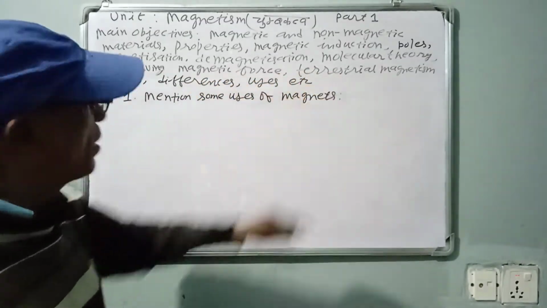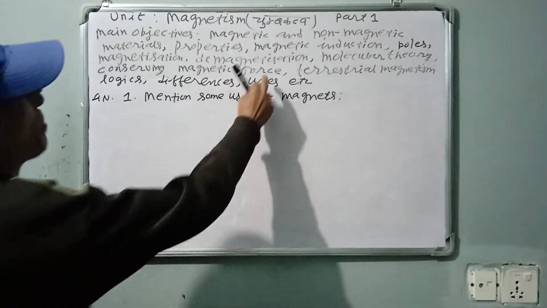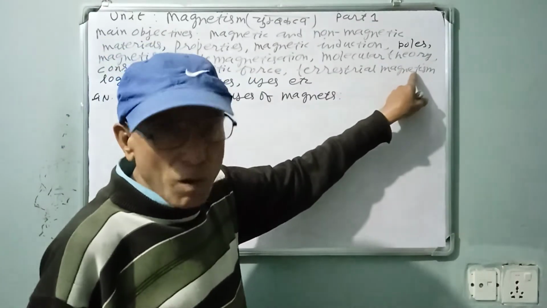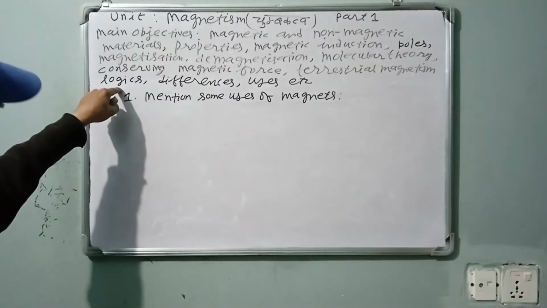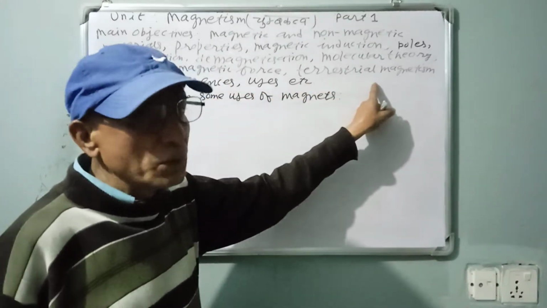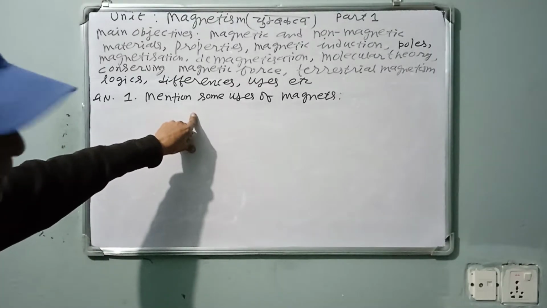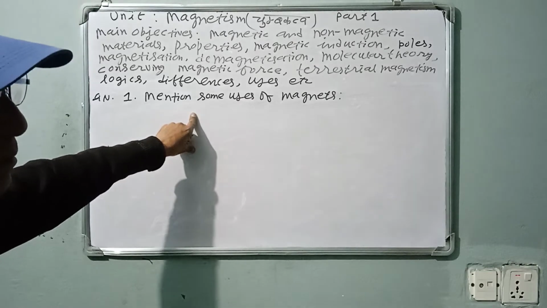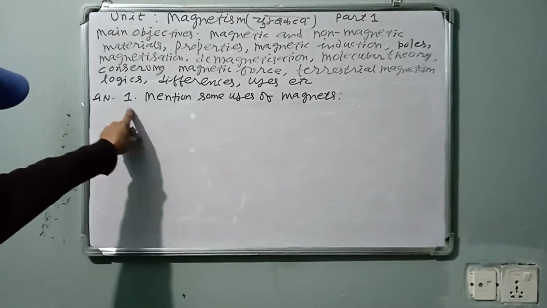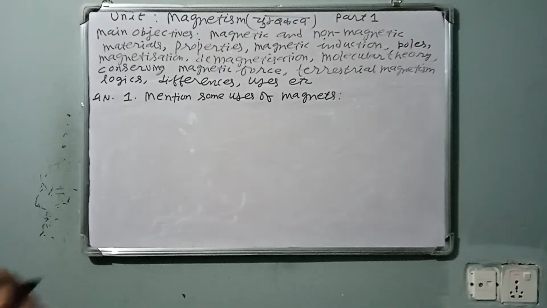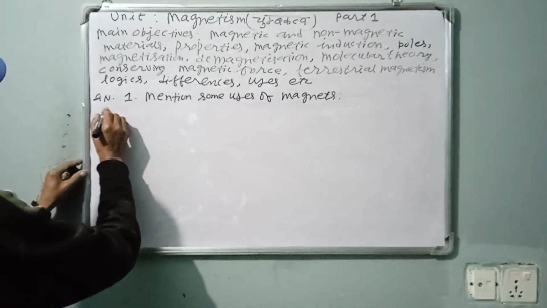Conserving magnetic force. How to conserve magnetic force? Especially by using properly or by keeping magnetic keepers. Terrestrial magnetism. Here, the earth behaves as a powerful magnet. Logics means state scientific reasons, differences, uses of magnets. Actually, the first natural magnet was found in Asia Minor. Lodestone or leading stone. The first question is mention some uses of magnets, and then the second question is properties.